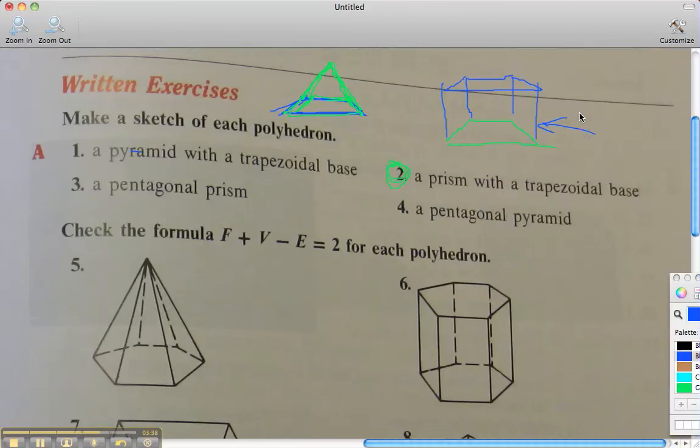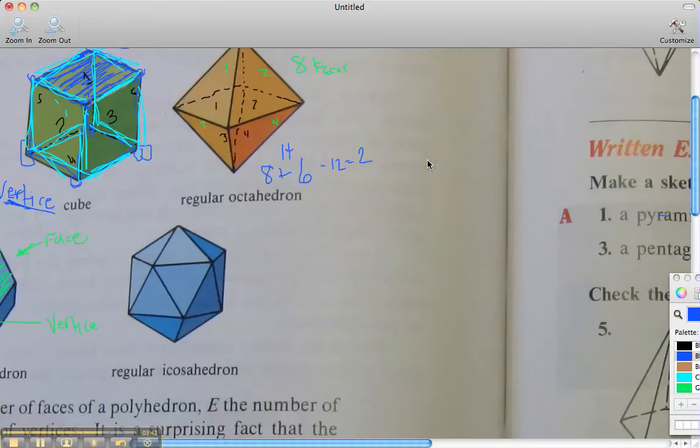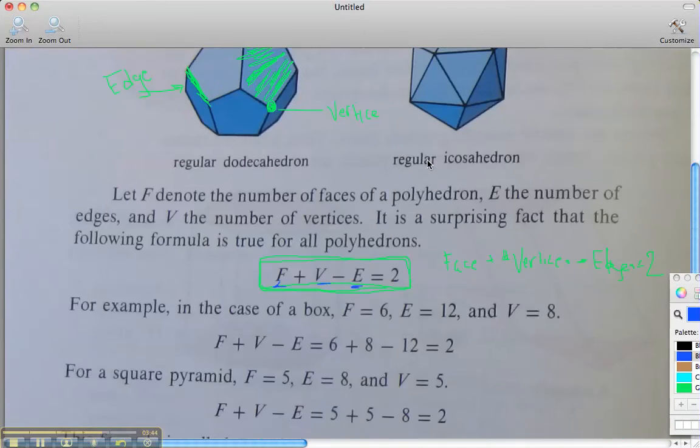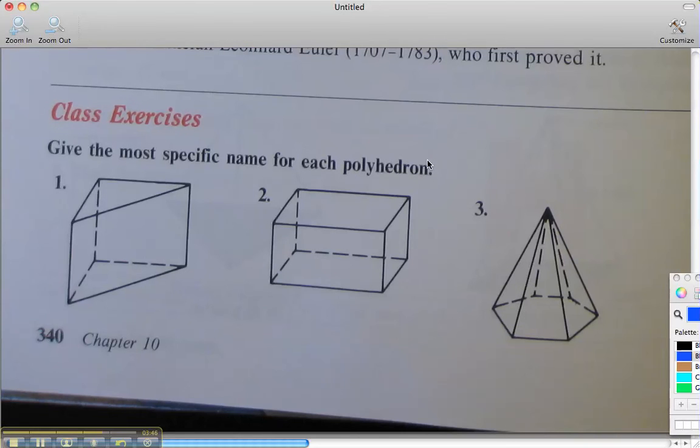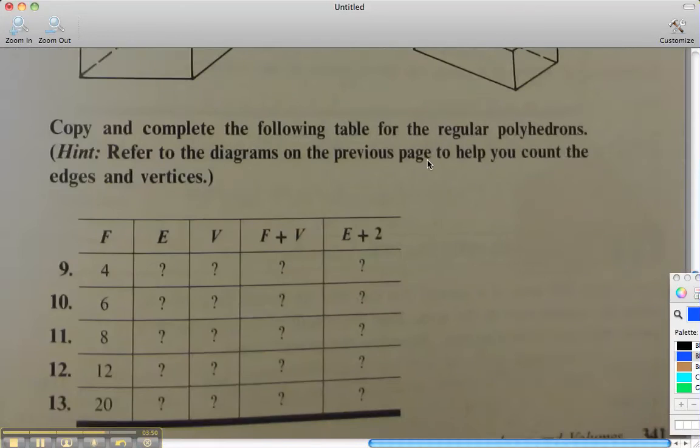Let's see here. Well, hold on. You know what? I might have gotten it backwards. Well, hold on. Let's just make sure I didn't get it backwards here. No, I think we're good. Okay.